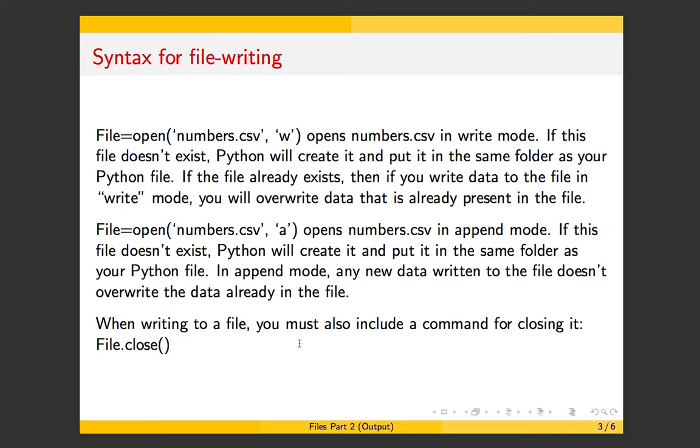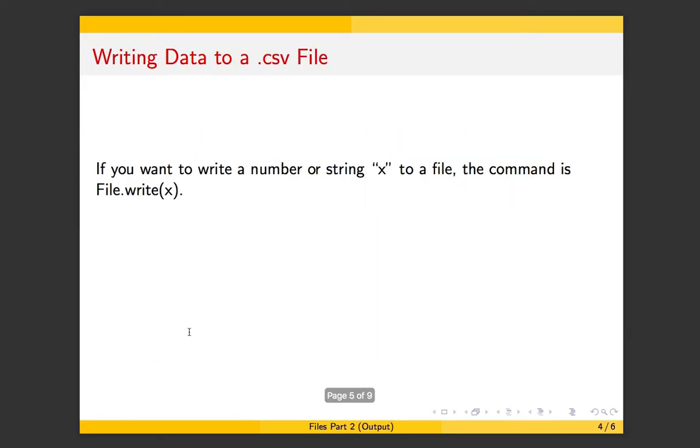And lastly, when writing to a file, you must include a command for closing it. After you write your information to the file, you have to explicitly close it in the code. Otherwise, the file itself won't be created if you're trying to create a file. It'll just freak out at you if you don't close it. So you do have to close your files when you're writing. In contrast to the previous video, we actually didn't have to close the files after we opened them when we read information in, but now we do have to do that.